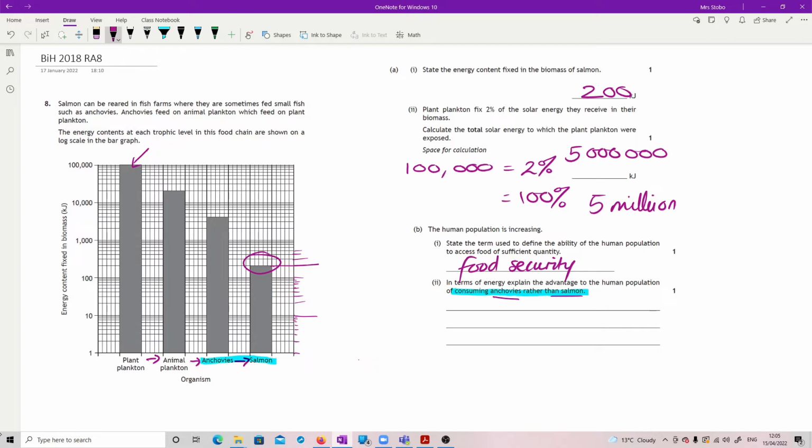But you have to make sure that you've answered the question and not just made a general statement that you have a loss of energy at each trophic level as you go up a food chain. Okay, so less trophic levels between going to anchovies and going to salmon is what we're looking for. Okay, that's the question.